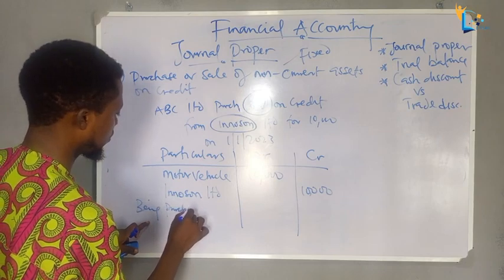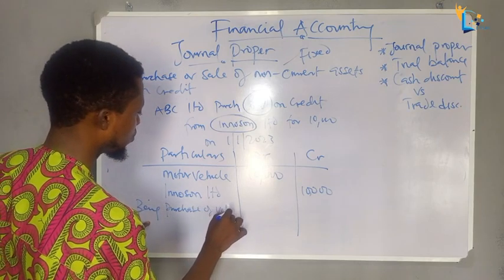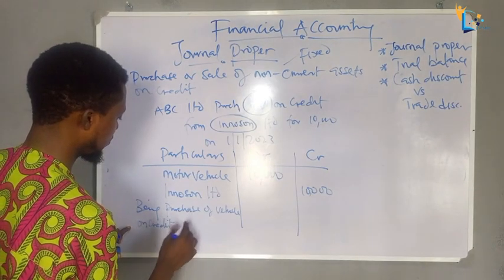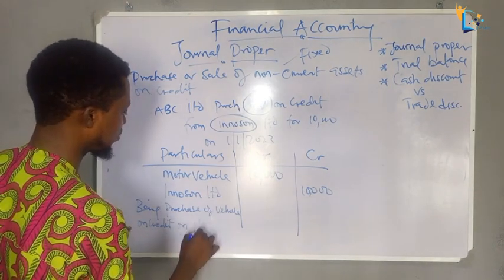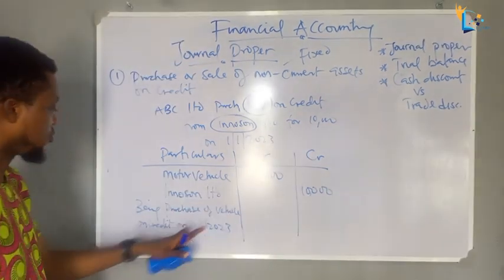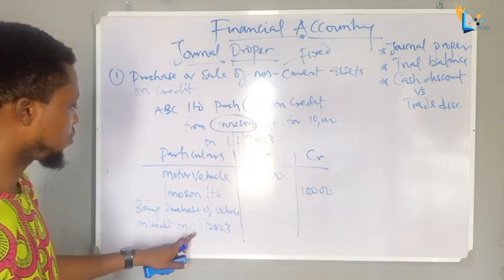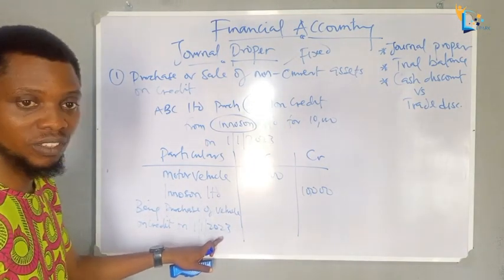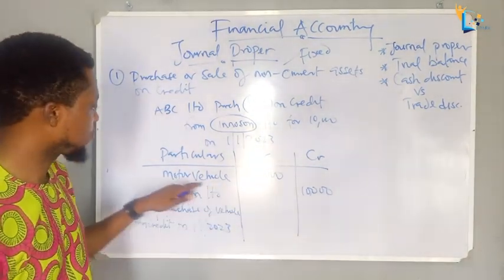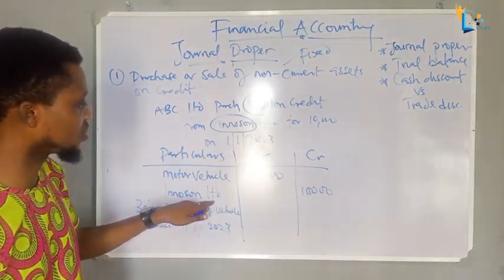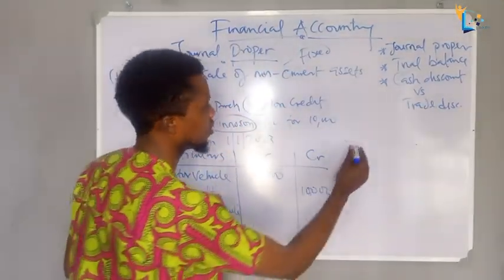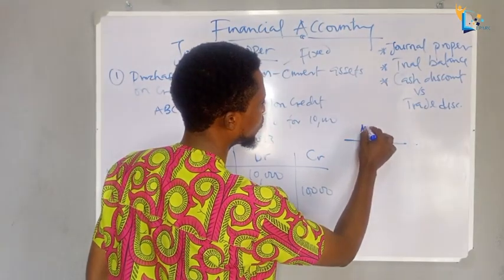Now the narration will be: being purchase of vehicle on credit on 1st of January 2023. That should be the narration. Do you understand it? So we debit motor vehicle account and credit Innocent Limited account. Let me quickly show you how we got these entries. So we have debit motor vehicle account.